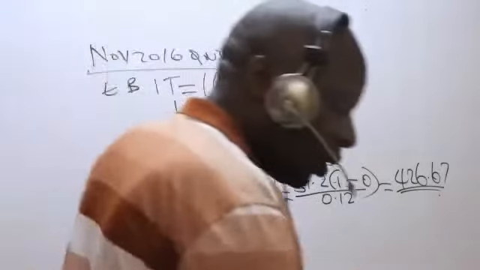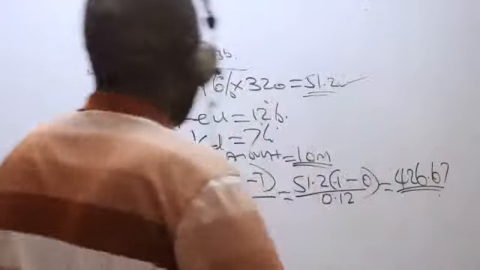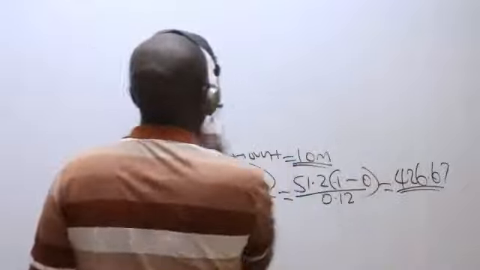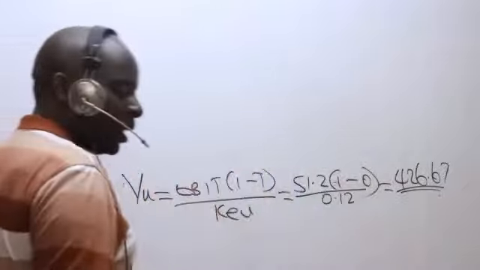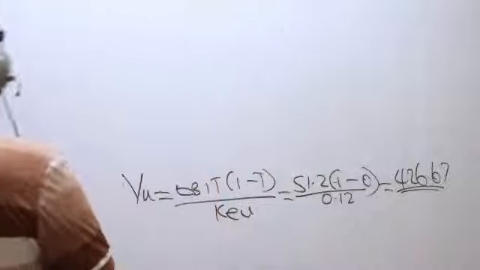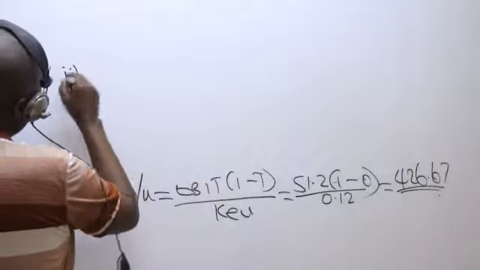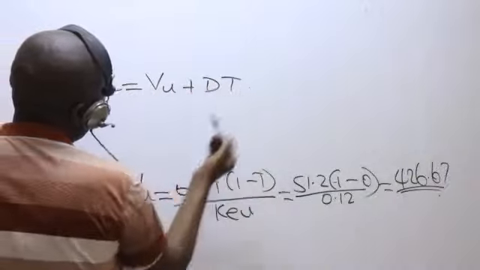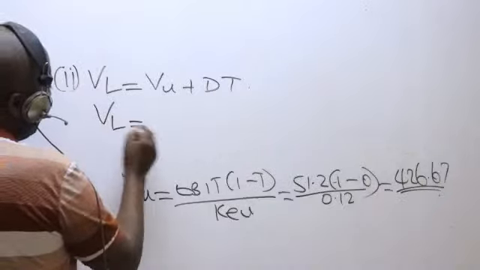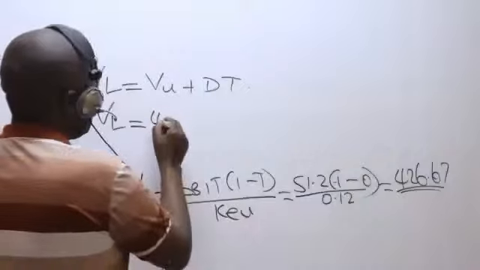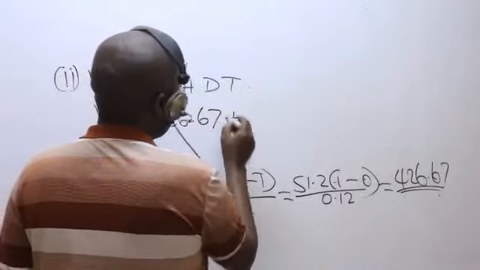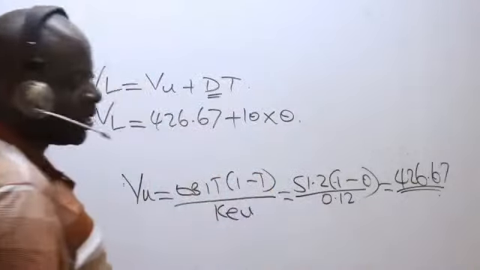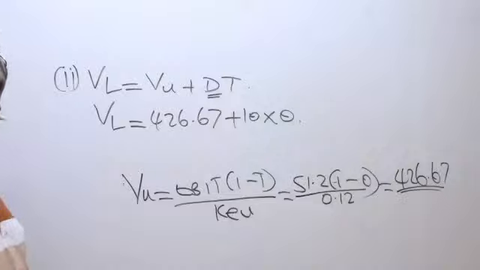If I'm the one doing this, I know this is Modigliani-Miller. Value of a levered firm will always be equal to value of an unlevered firm plus debt. So value of a levered firm equals value of unlevered, which is 426.67, plus debt. Debt is 10. And because they have told us without taxes, I'll use 0 there.